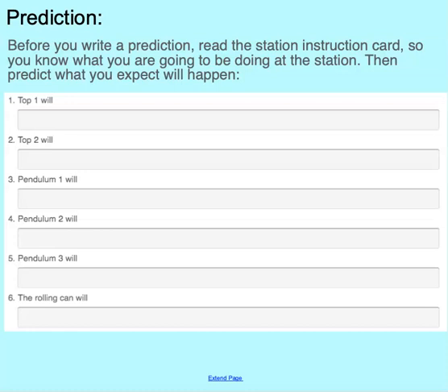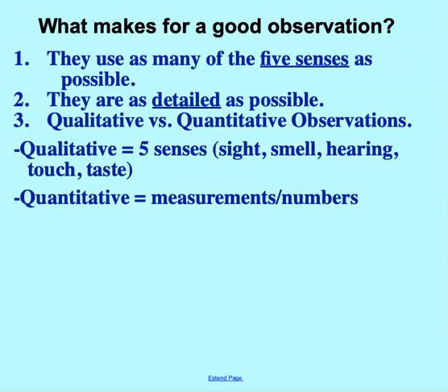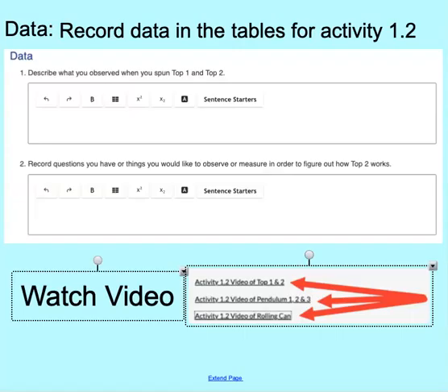All right. So again, don't move on unless you've finished making your predictions. So now we're going to get started on the next part. And what it's going to ask you to do, for top 1 and top 2, it says describe what you observed when you spun top 1 and top 2. And then record questions you have or things you would like to observe or measure in order to figure out how top 2 works. So let's unpack this a little bit.